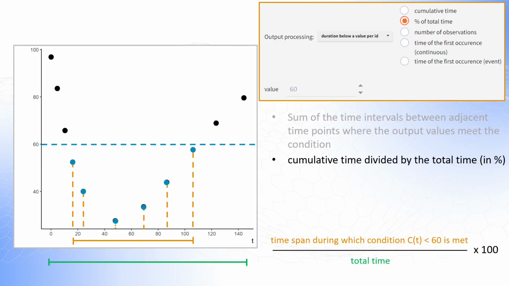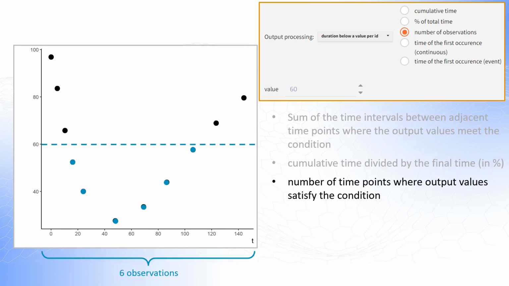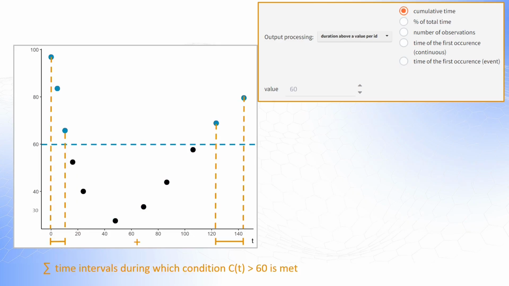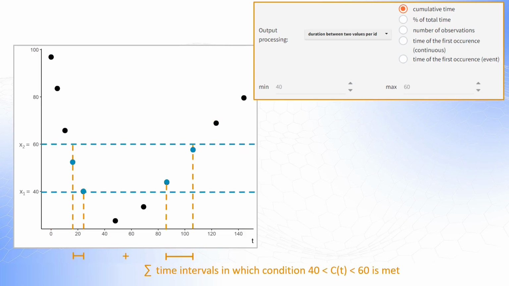With percentage of total time, the cumulative time is divided by the total time given in percentage. Number of observations corresponds to the number of time points where the output values meet the condition. And time of the first occurrence determines the time point where the condition is satisfied for the first time. It can be continuous or an event.